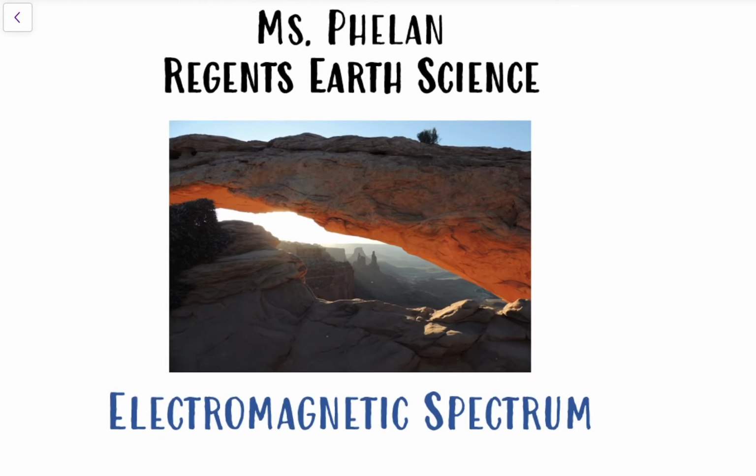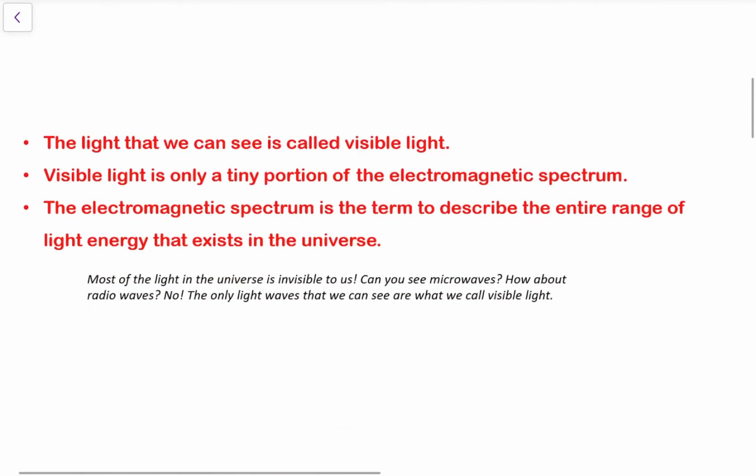Hi everyone, in this video we are going to talk a little bit about the electromagnetic spectrum and the electromagnetic spectrum chart on page 14 of our eCert. So when we're talking about the electromagnetic spectrum, we're talking about light. The electromagnetic spectrum contains numerous different types of light, but not all of the types of light are light that we can see. The only light that we can actually see is called visible light. And visible light is only a tiny portion of the electromagnetic spectrum. We'll see that in a minute.